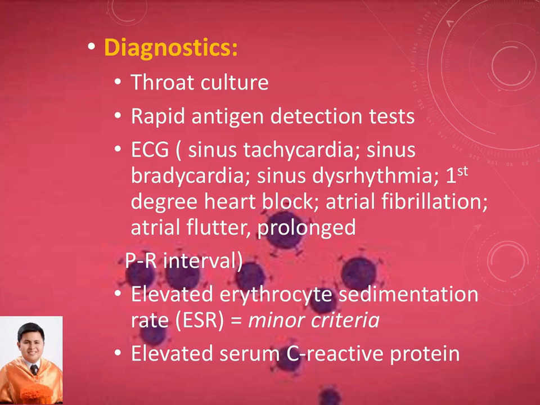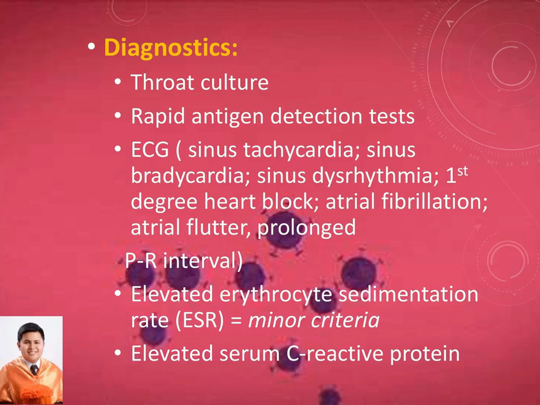Second, we also have the rapid antigen detection tests. This is also utilized in determining the presence of the group A beta hemolytic streptococcus. Third, ECG or the electrocardiogram. This helps us determine the functioning of the heart in relation to the possible complications of rheumatic fever.